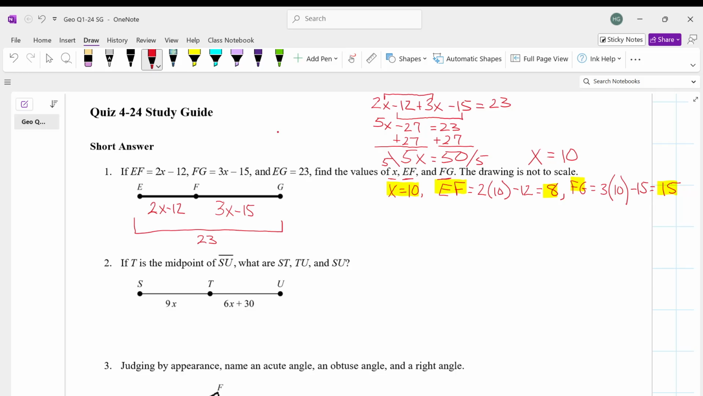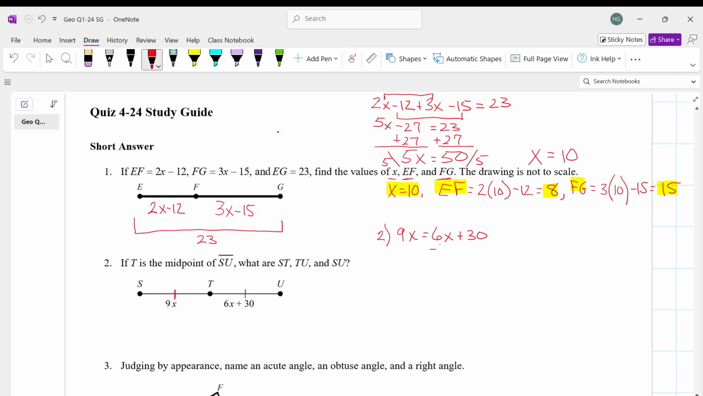All right, in problem number 2, you're told T is the midpoint of SU. If T is in the middle, then we put these tick marks on here. The tick marks mean the pieces are congruent. You need to find ST, TU, and SU. All right? So the first thing we have to do is solve for x. And if these two pieces are congruent, then for number 2 here, 9x is equal to 6x plus 30.